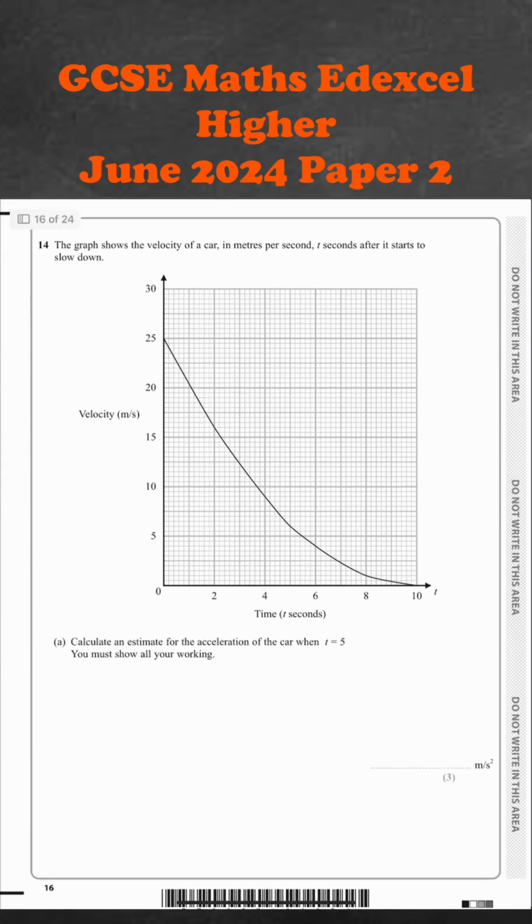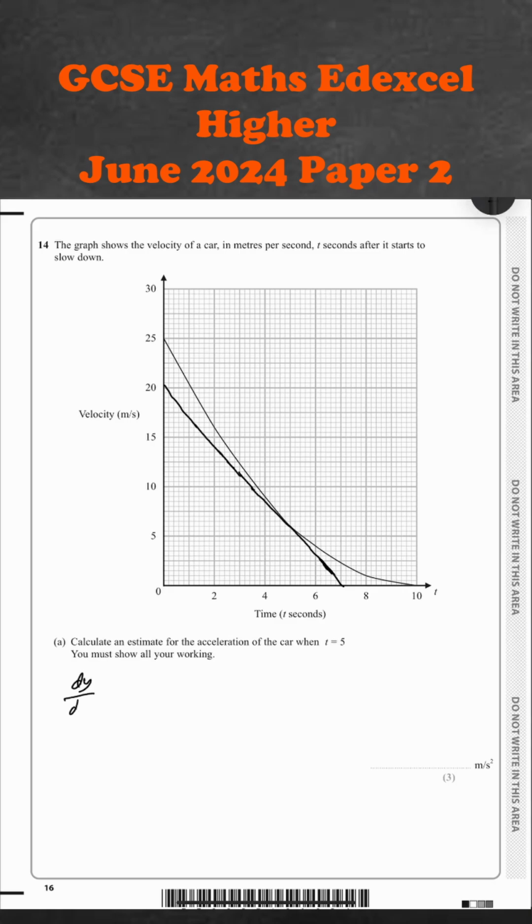Question 14. The graph shows the velocity of a car in meters per second, t seconds after it starts to slow down. Calculate an estimate for the acceleration of the car when t equals 5. You must show all your working. So t equals 5, we're going to have to draw a tangent here. So 5 is here. Again, I do not have a ruler, so this makes this very tricky. We'll go with that. And this is just going to be a bit of an estimate, but I'll follow the line all the way down to here just to make it a bit more obvious.